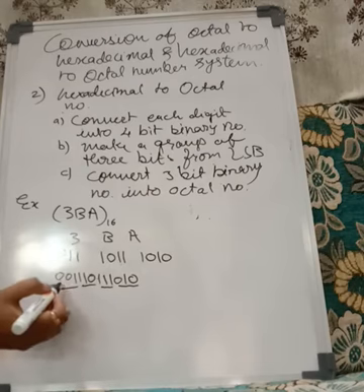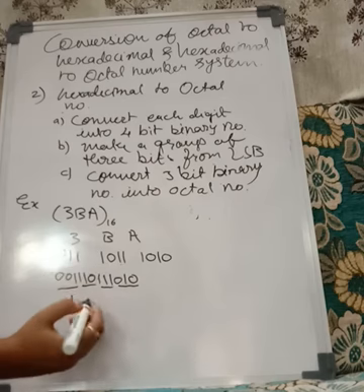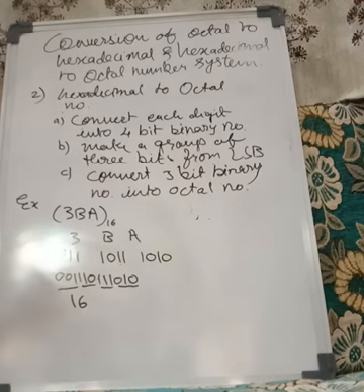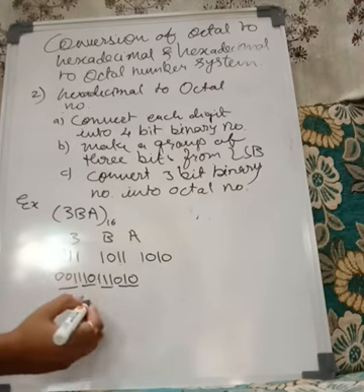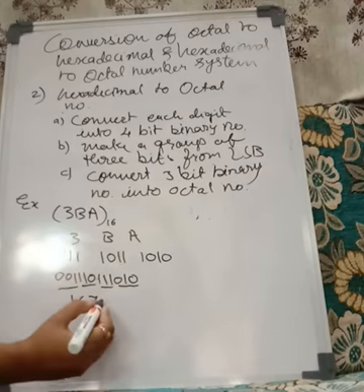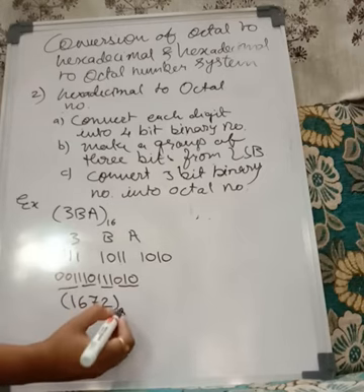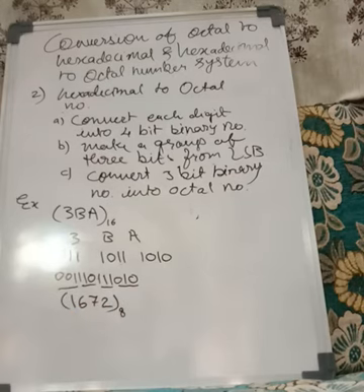So 001 is 1, then 110 is 6, then 111 is 7, and 010 is 2. So this is the octal number which is equivalent to 3BA base 16. Okay, so this is the way we are going to convert the hexadecimal number into the octal number system.